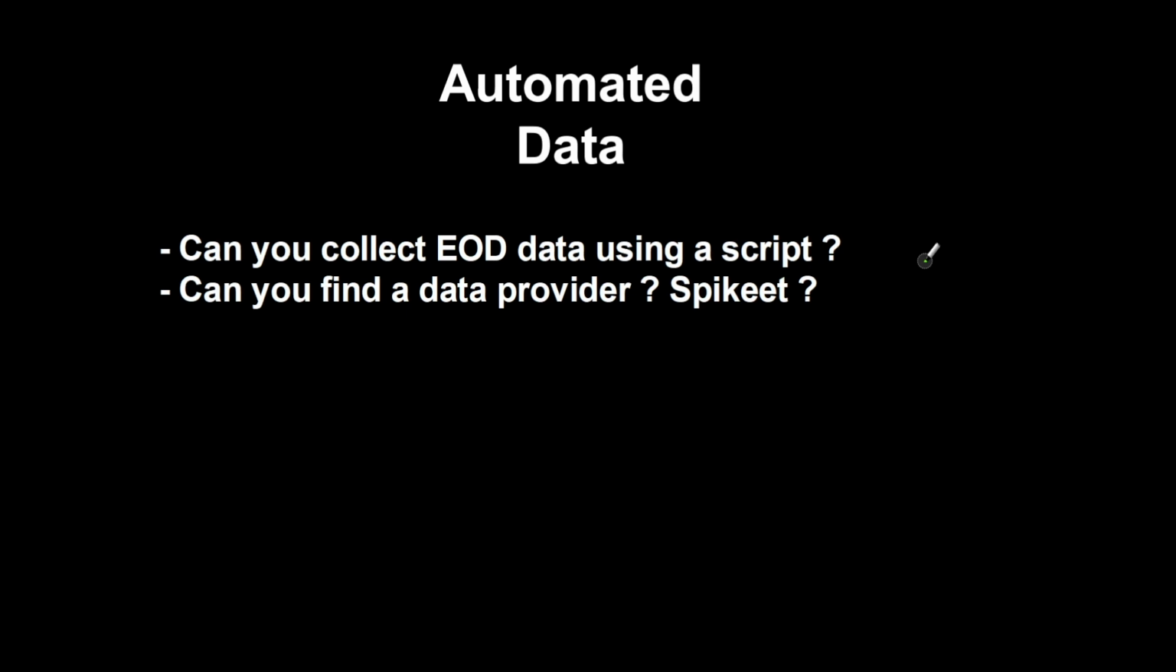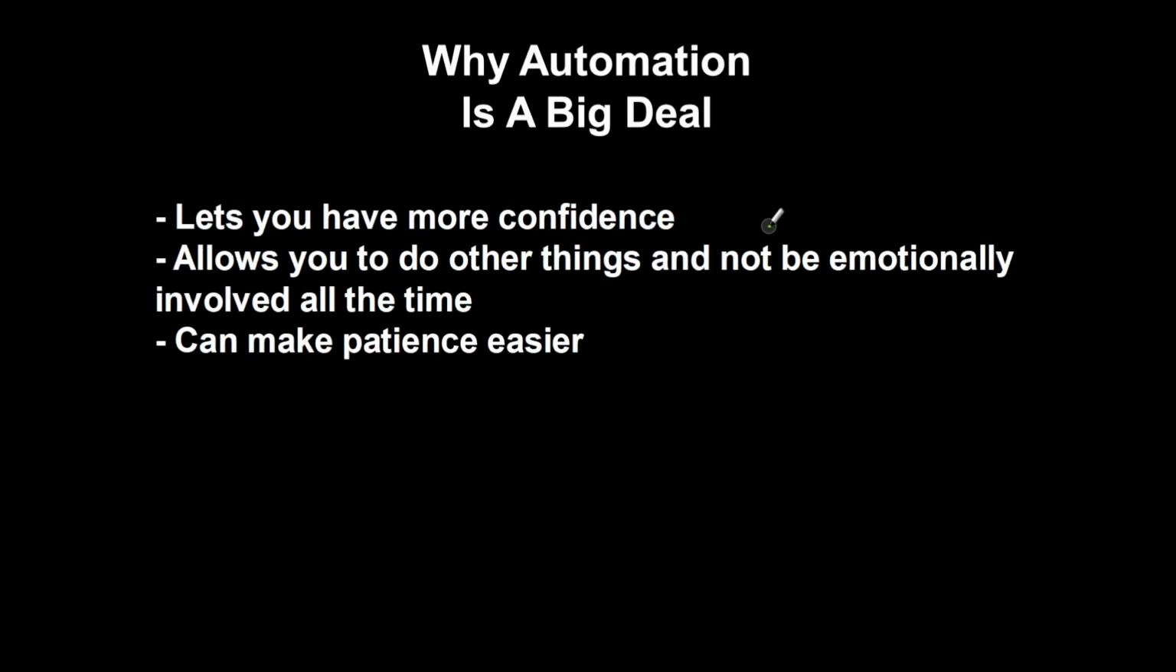So those are just some extra things for data, because overall, if you're going more systematic on trading, you're going to need good data and you're going to need to be able to filter data. So this is important. And lastly, why is automation a big deal? So it lets you have more confidence. I think this is a big thing.